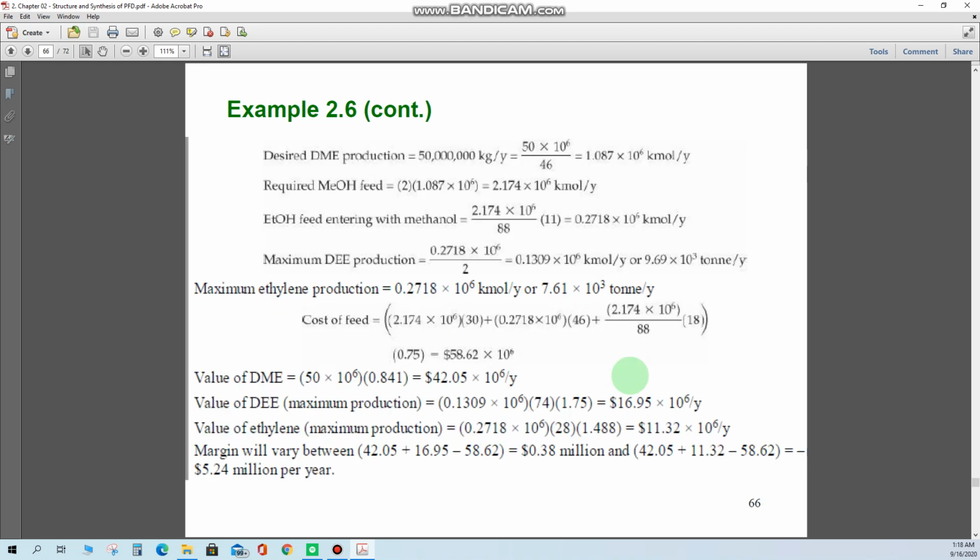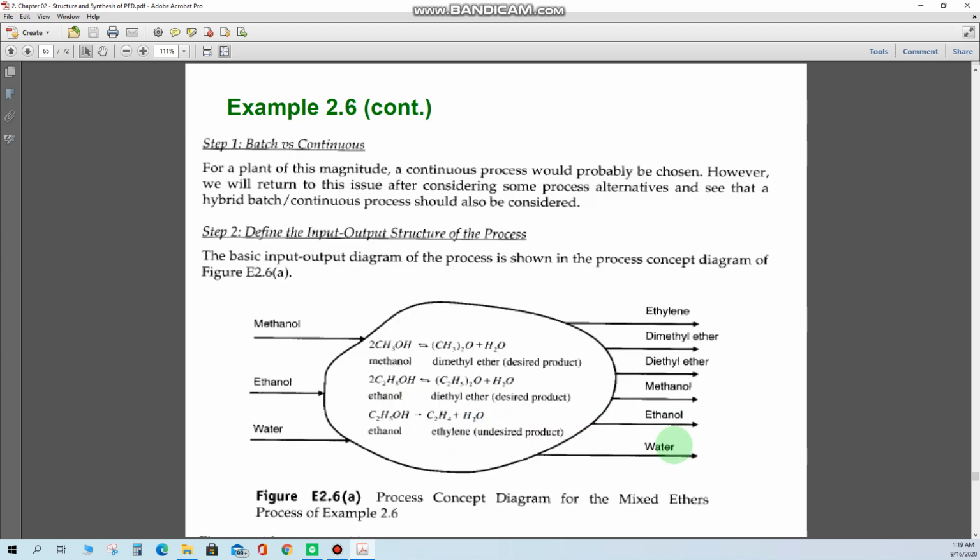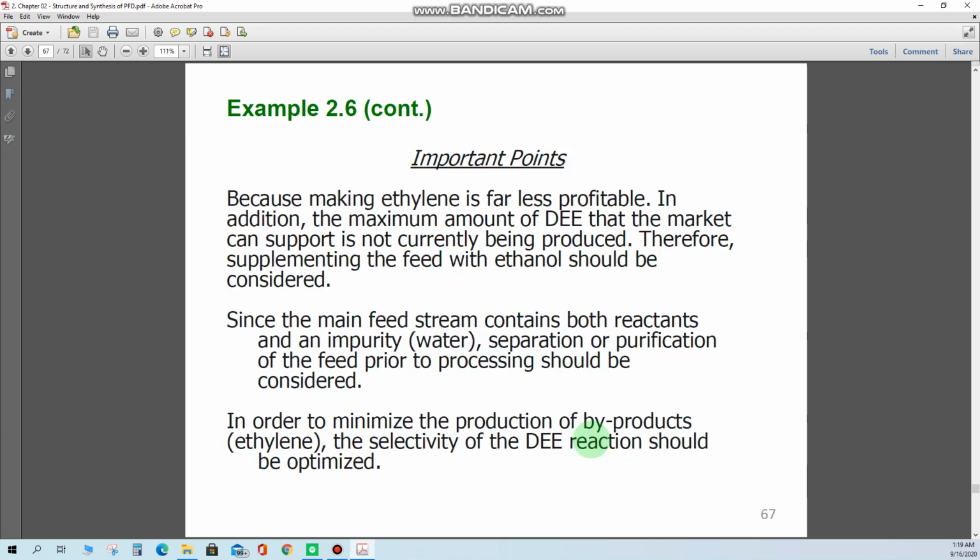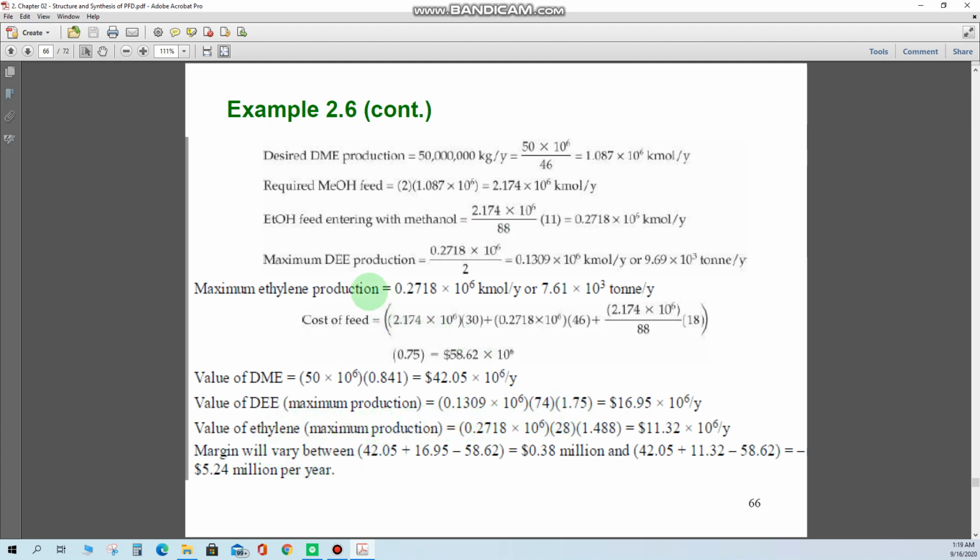Now, it is given here that the ethylene, which has this cost, is basically the undesired product from the process. So if we can somehow minimize the formation of ethylene, or carry out reaction number two, then we would have better process economics. So first, ethylene is not required in the process, and secondly, the diethyl ether. If you look at this, the maximum production of diethyl ether is 9.69 times 10 raised to the power 3 tons per year.